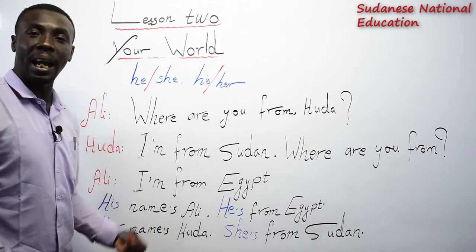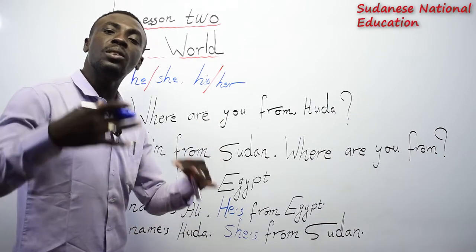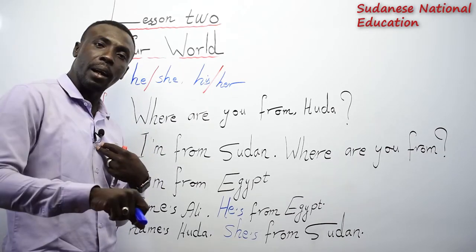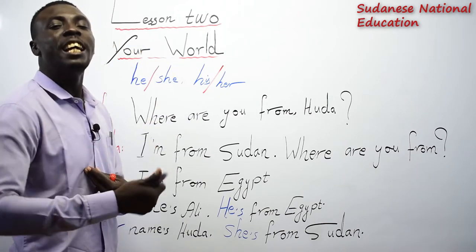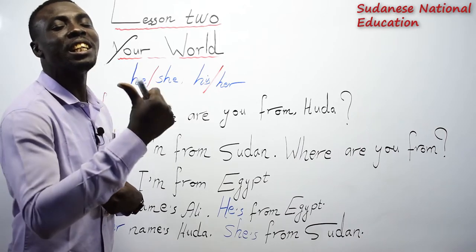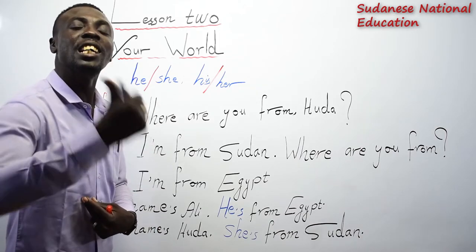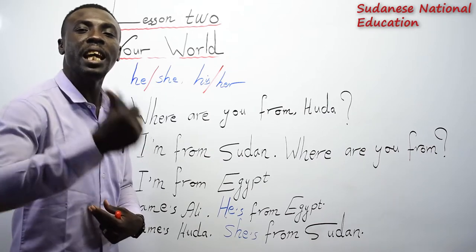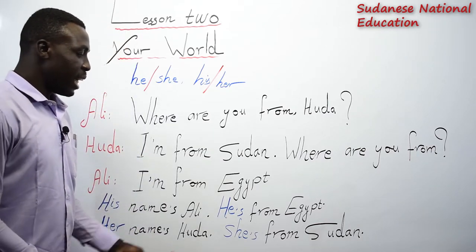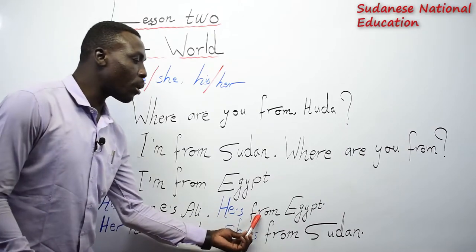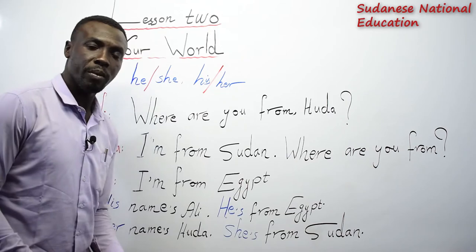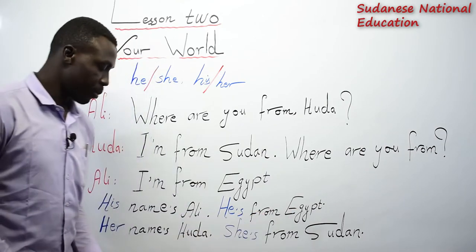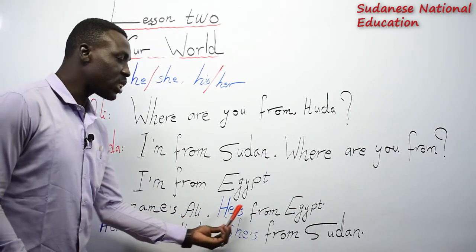For example, my name's Ibrahim. My father is Mukhtar. His name's Mukhtar. His refers to my father. He's from Sudan. He's from Egypt, sorry. His name's Ali. He's from Egypt.